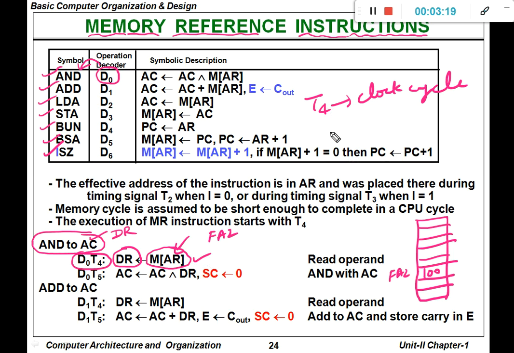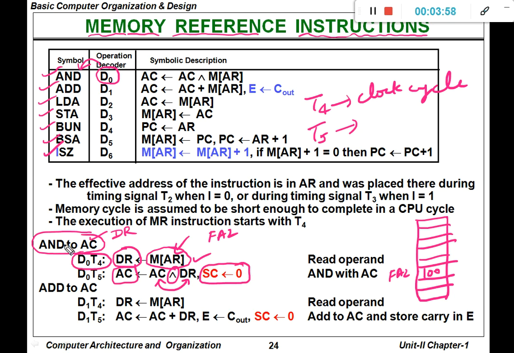After that, at cycle T5, the operation is still not yet completed. We have not performed the AND operation. So at cycle T5, we are going to perform the AND operation between accumulator register and data register and store the result in accumulator register. And then clear the sequence counter. Clear the sequence counter means set the 0 value to the sequence counter.